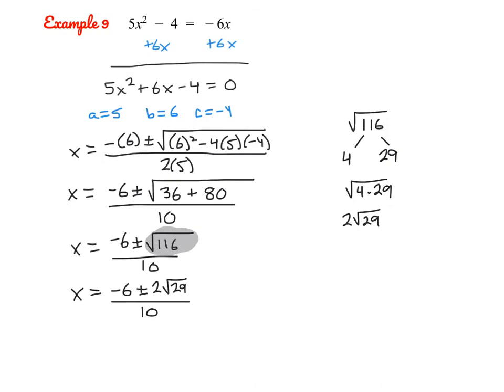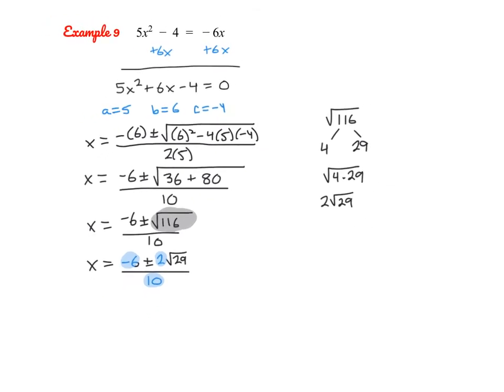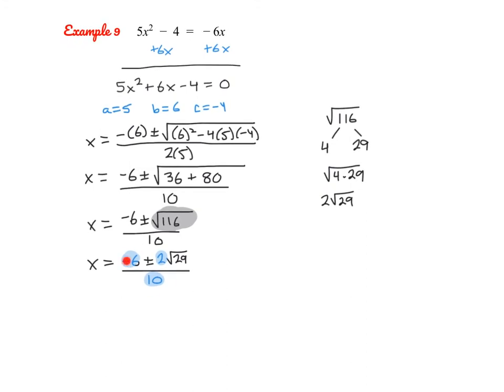And then we do have one more step. Here you might notice that these three terms, and it does need to be all three, are all divisible by 2. So since all three of our terms are divisible by 2, and notice I just highlighted the coefficient, not the radical, we can simplify this a little bit more. So let's divide them all by 2. We get x equals negative 3 plus or minus square root of 29 all over 5.